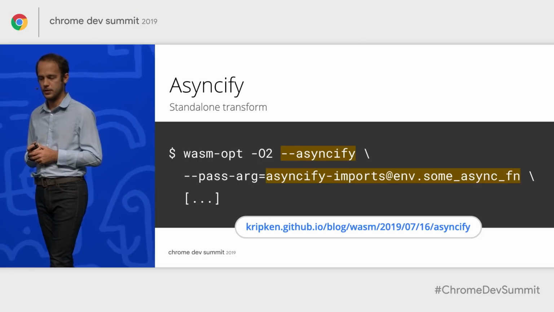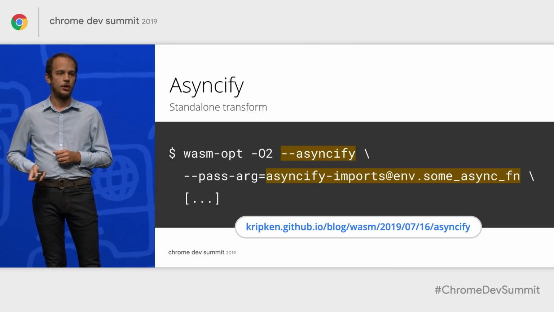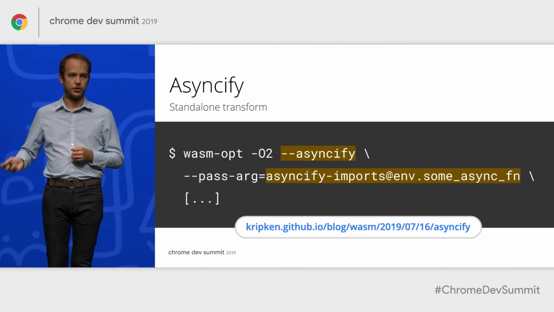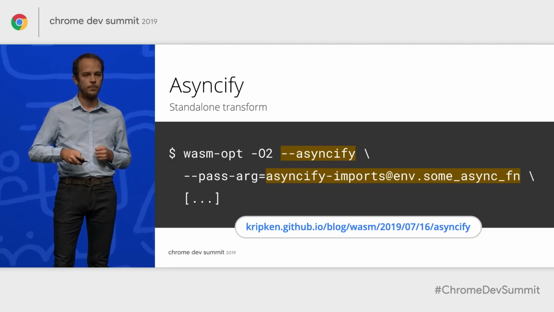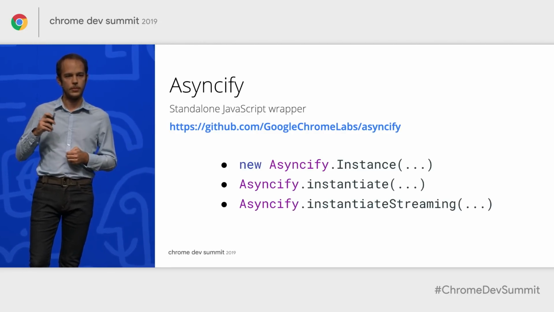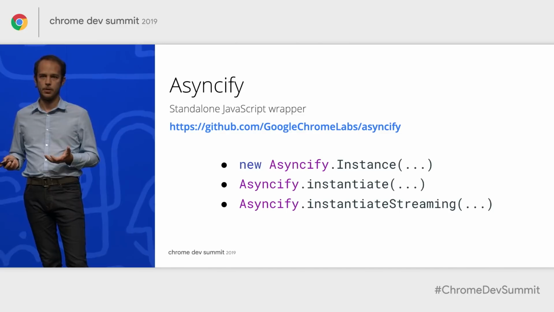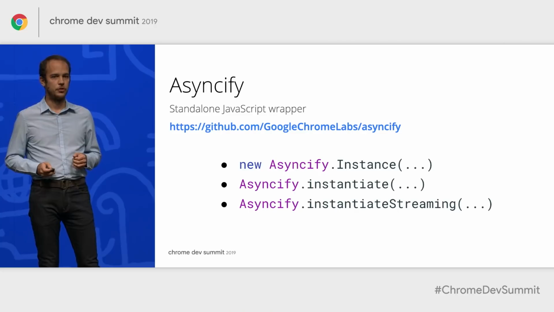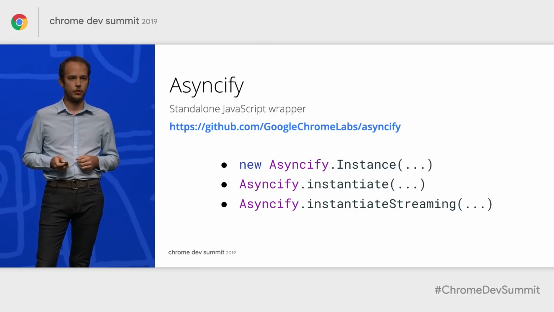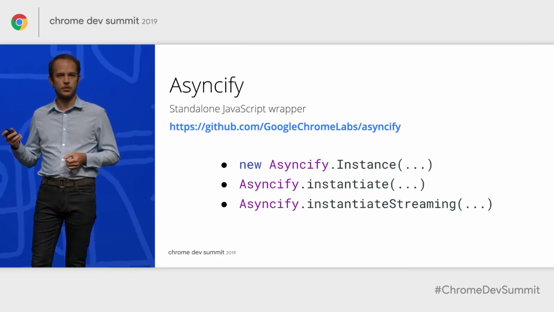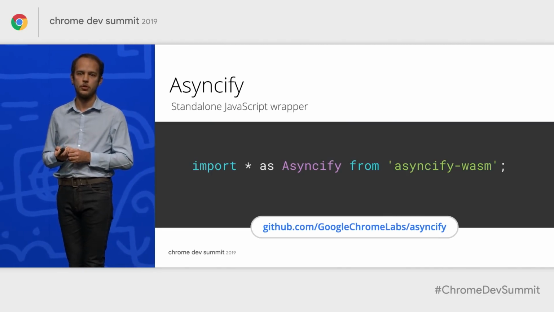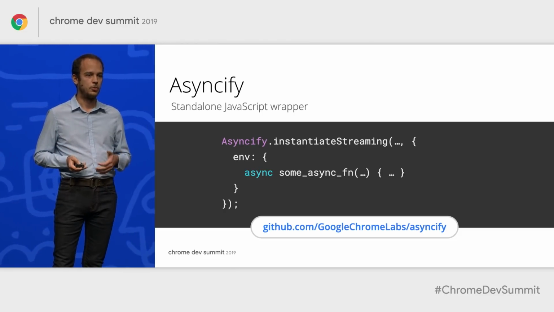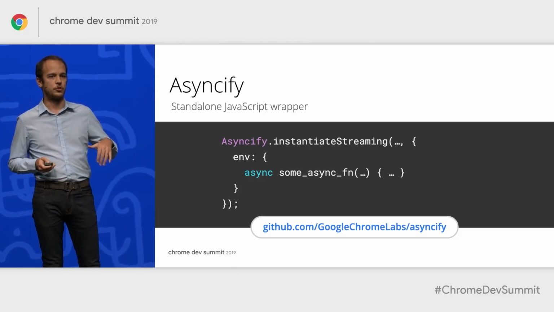Since you are not using Emscripten in this case, after you have compiled your module, you need to post-process it using the wasm-opt tool instead, and it will add all the necessary magic for suspending and resuming execution. Then you need some glue on the JavaScript side as well. We have created a wrapper for you that mimics a regular WebAssembly API, but allows you to instantiate modules with asynchronous imports and exports. To use it, first, you import it from the asyncify-wasm npm module, and then you can use regular instantiation APIs, but with asynchronous imports and exports in addition to the regular ones.